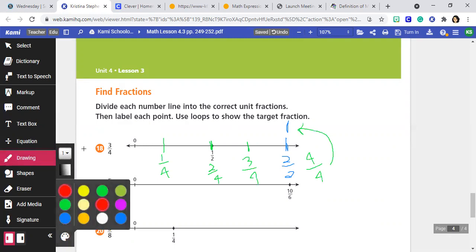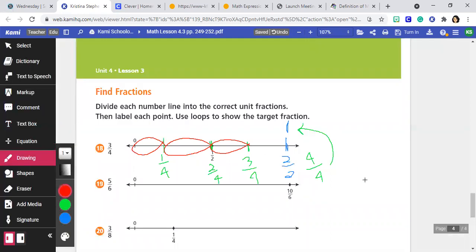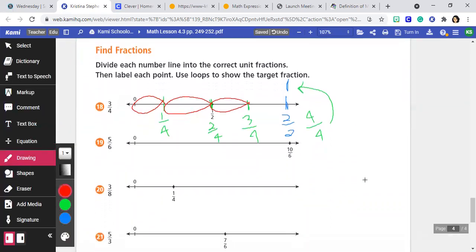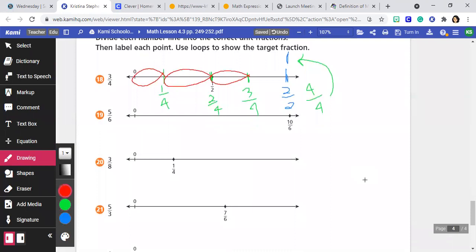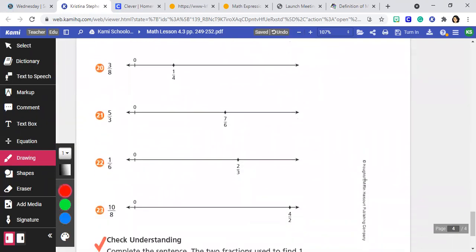Well, since we're looping to show that target fraction of 3/4, here we go. 1/4, 2/4, 3/4. Whew, that one took a little thinking, didn't it? Looks like we're going to have to do that a couple more times down here.